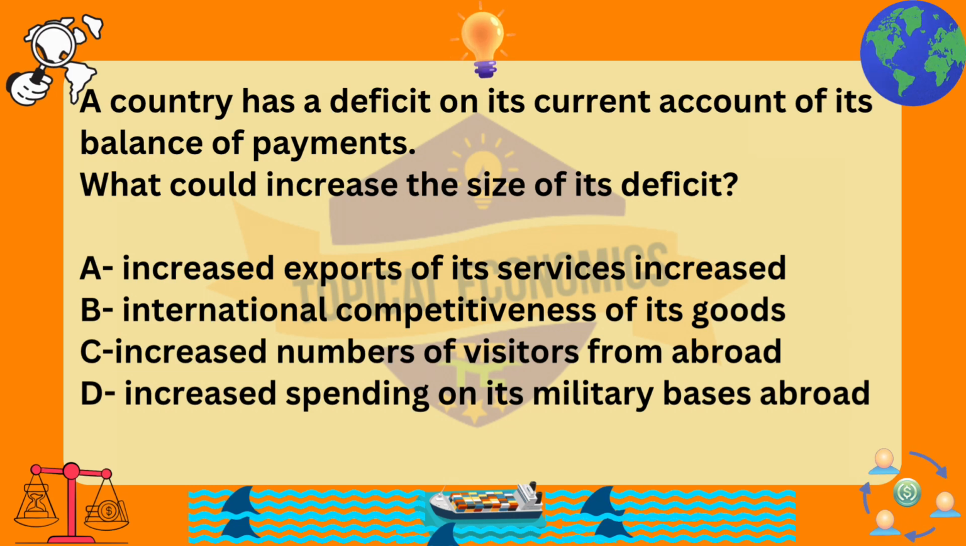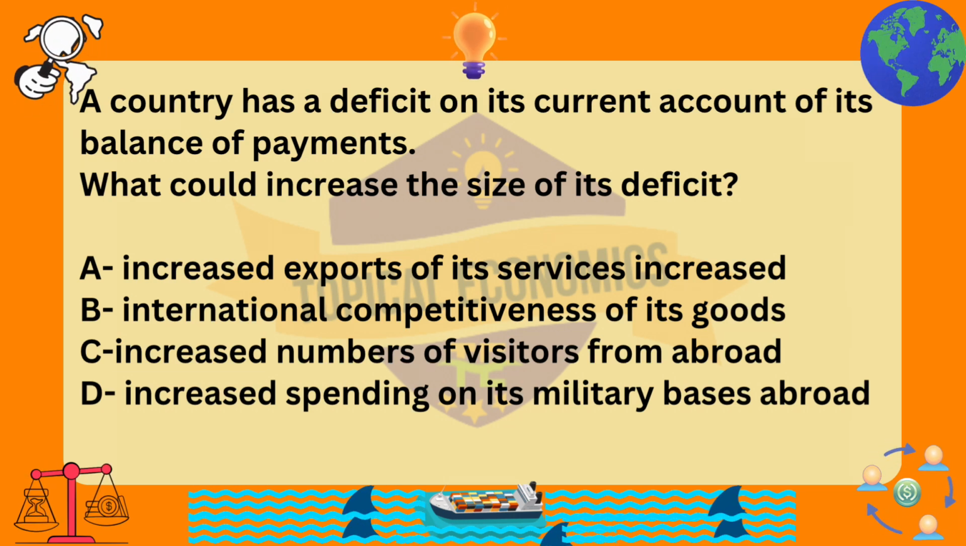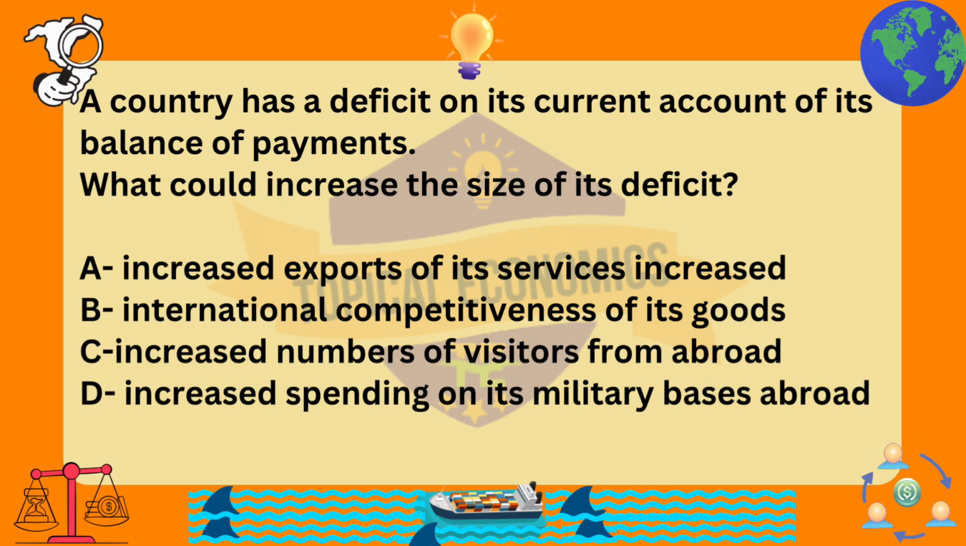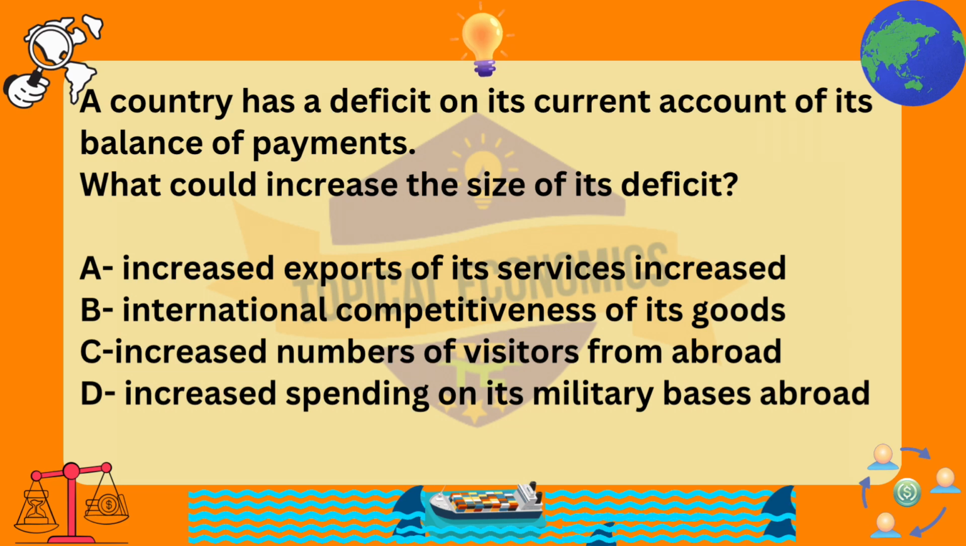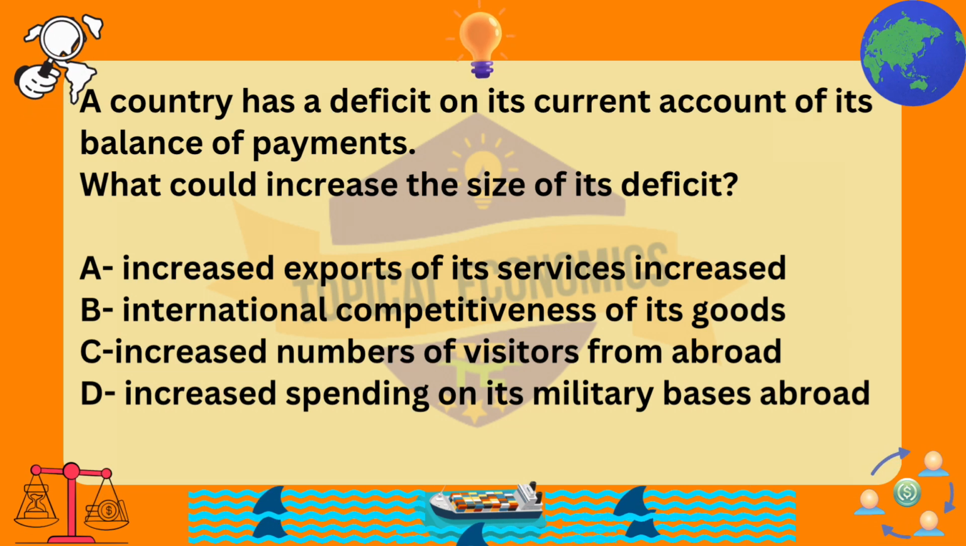The correct answer for this question is option D. Increased spending on its military bases abroad. A current account deficit means that a country is spending more on imports, income payments, and other transactions than it is earning through exports of goods, services, and income.